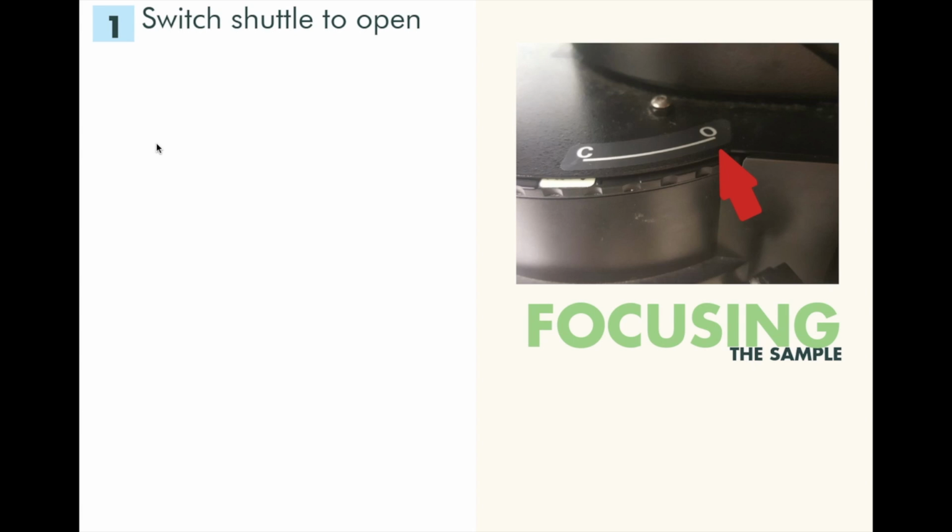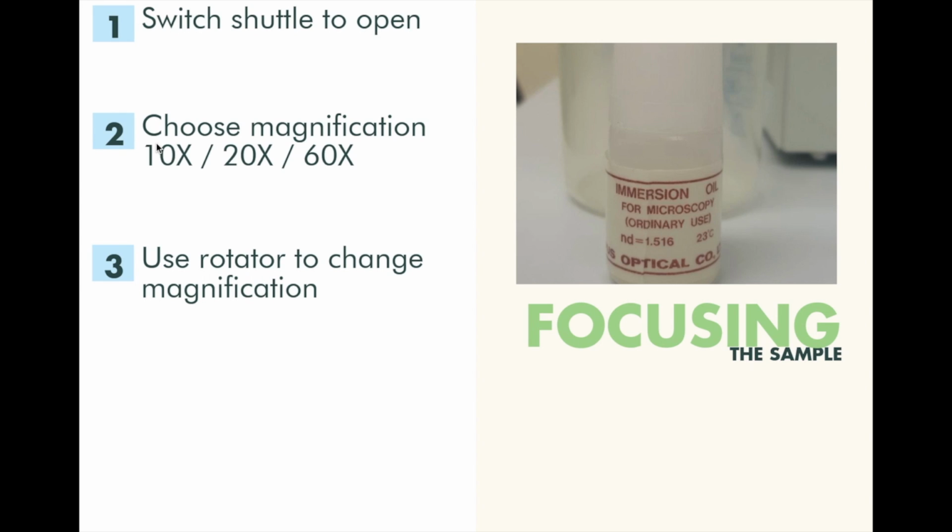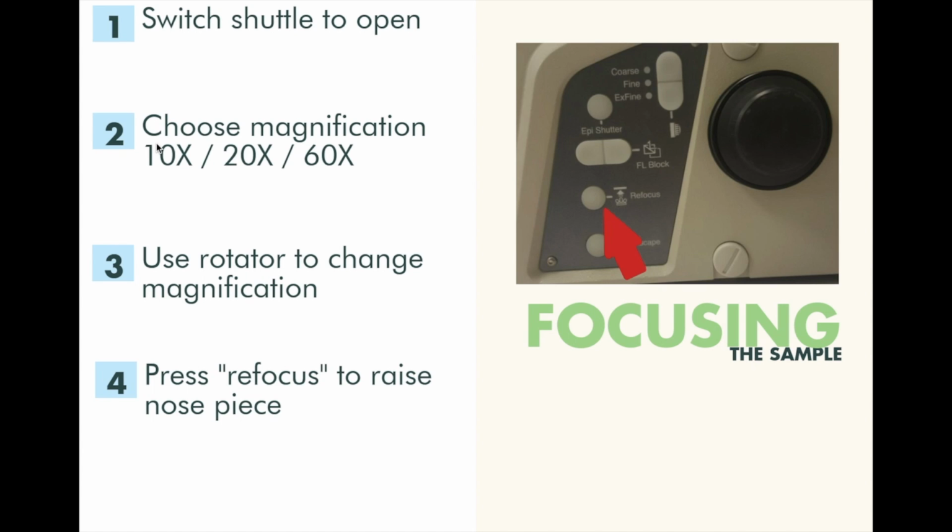Change between 10x, 20x, 60x objective lens. Press escape to lower the nose piece and then manually select the objective lens by using the rotator beneath the stage. When using the 60x objective lens, be sure to use the immersion oil. Once you have finished selecting the objective, press refocus to raise the nose piece back up.